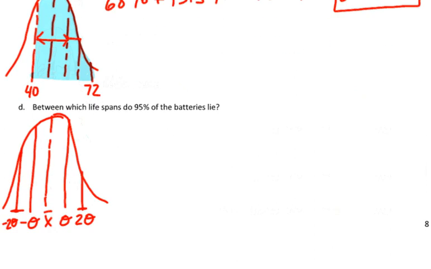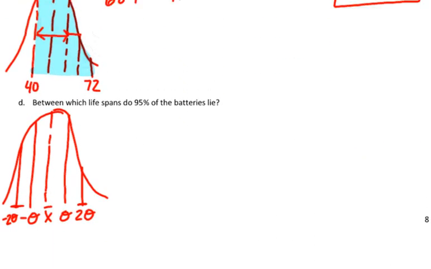So what we would write for our answer here, which lifespans have 95%? Between 32 to 64 months was 95% of the batteries, within 2 standard deviations on both sides of the mean.